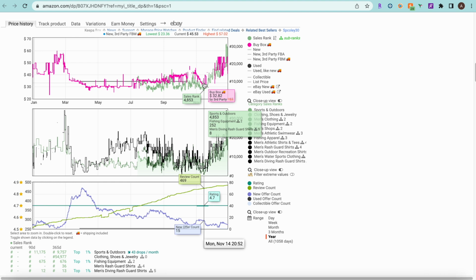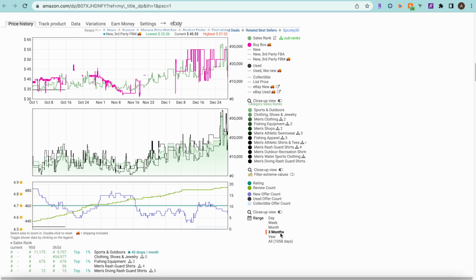And also, can we find this profitable if this price action goes down? Typically, I like to look at the 3 month range, but like I said, with the inflated Christmas prices, we might wanna look a little bit farther back to get a better picture of what this product's going to sell like in the next 3 months.